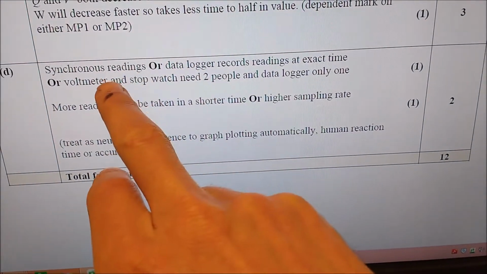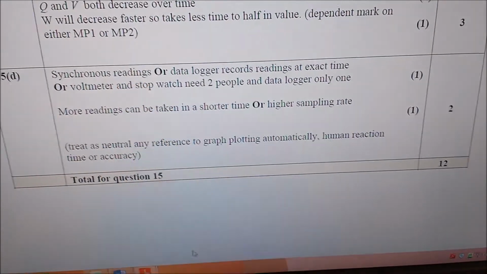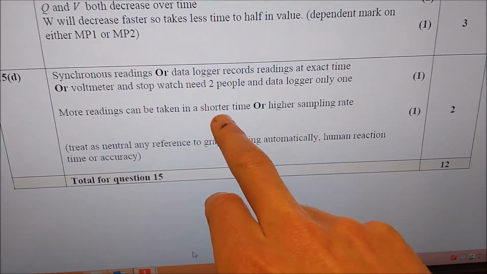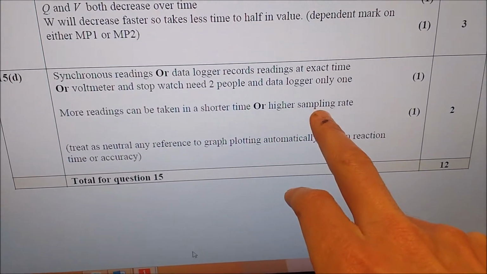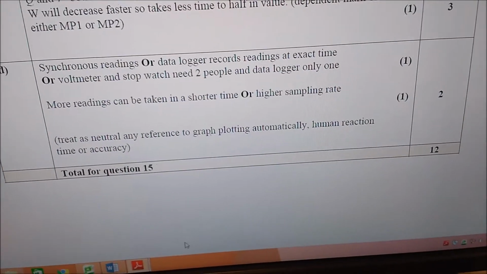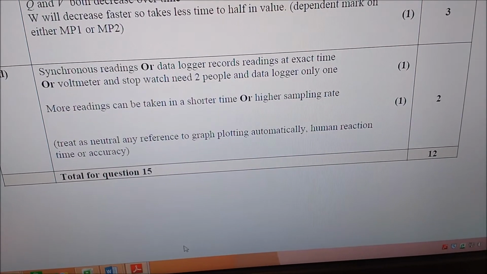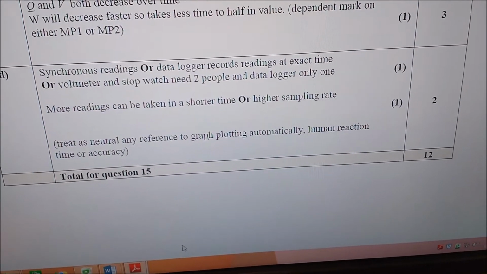But anyway, I think that's a fairly clear point, that you get synchronous readings. The second one is you get more readings taken in a shorter time, or a higher sample rate, more samples, more measurements per second. So those are the marks that have been given there.